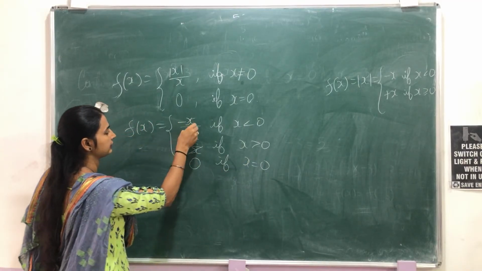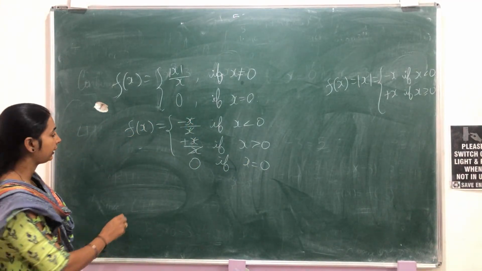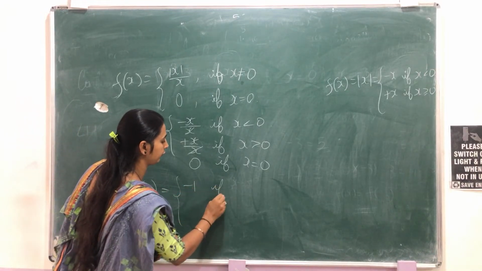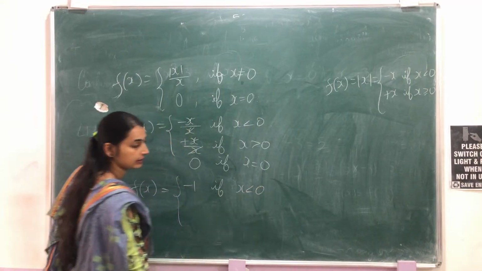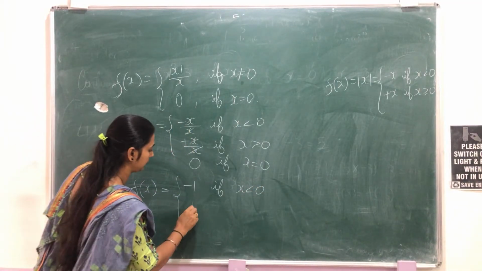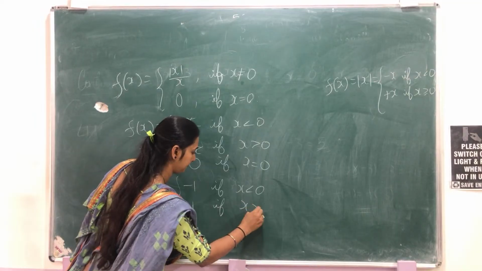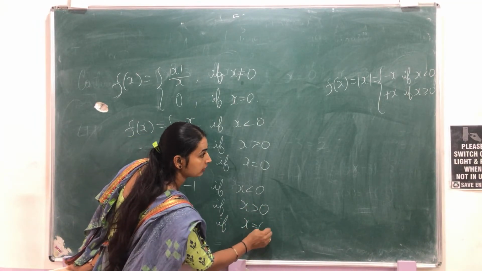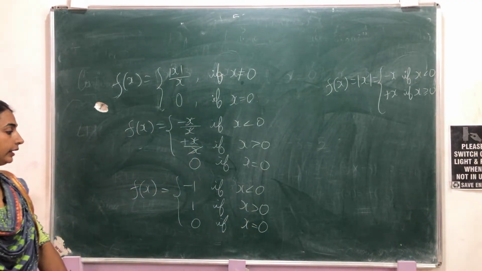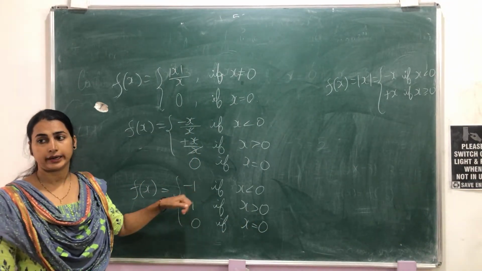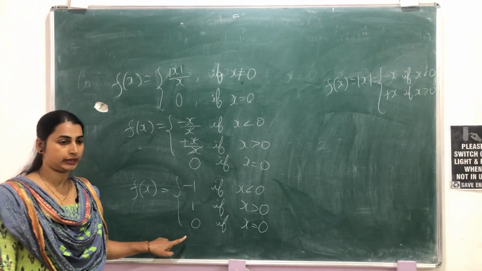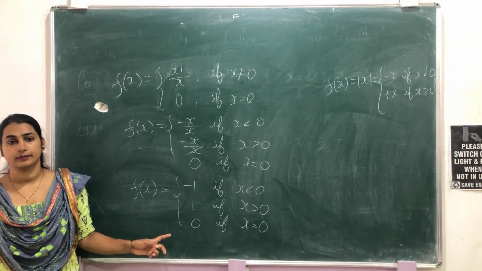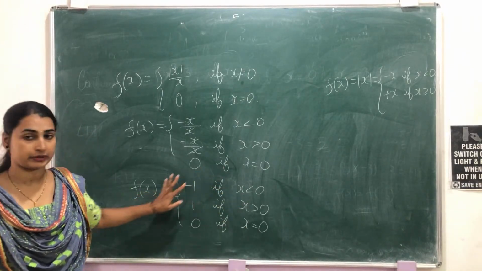Again you can cancel this. So when you rewrite, what you are going to get? Minus 1 if x is less than 0, plus 1 if x is greater than 0, and 0 if x is equal to 0. You can see the left hand limit will be minus 1, right hand limit 1, value at that point is 0. None of them are equal. So it is discontinuous.